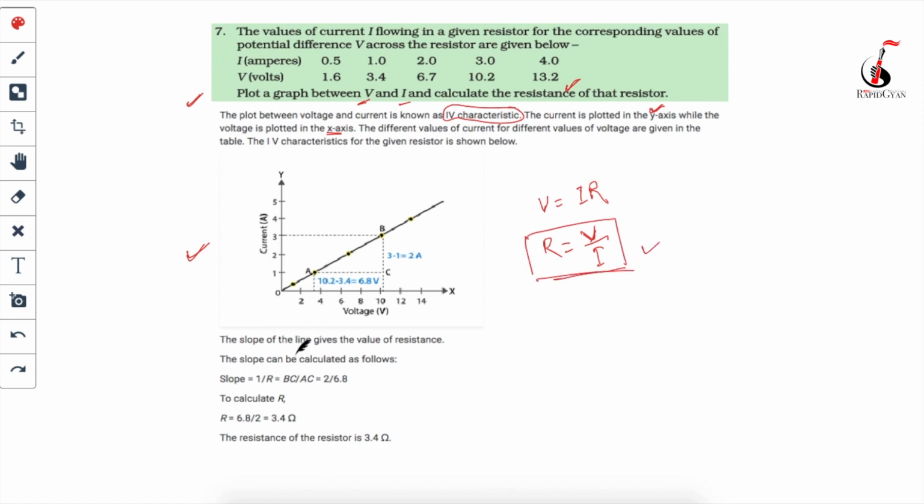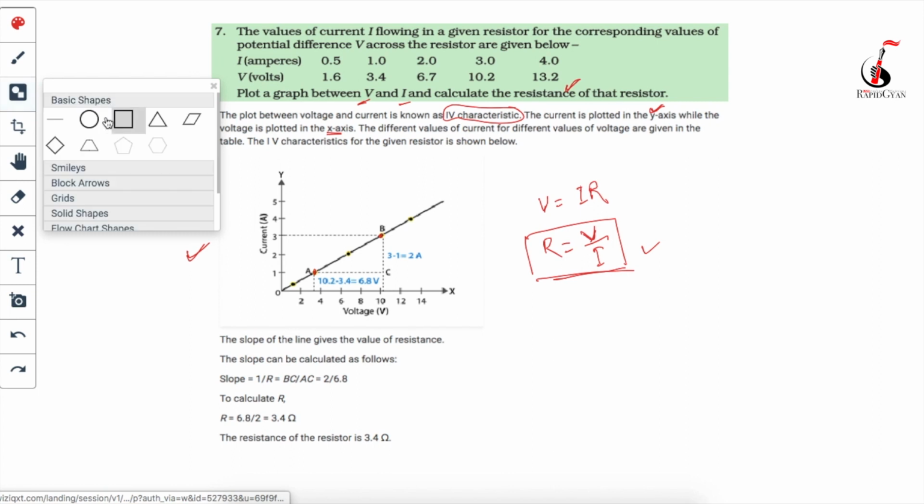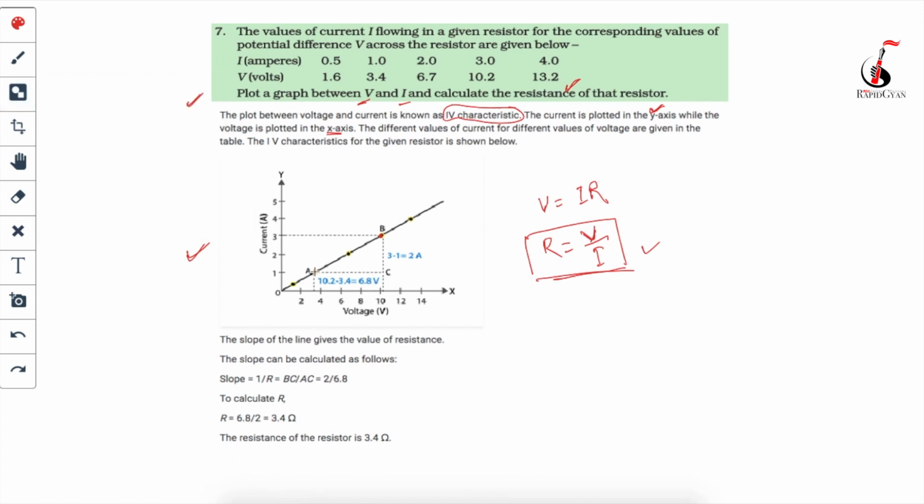So in this case, what is your V? Just take any 2 points, and you will find the value of your resistance. So in this case, you have taken one point A over here and another point B over here. After that, what you will have to do? You will have to draw one right angle triangle. See here, one right angle triangle is drawn from A to C and from B to C. Simply what we do is find the slope. So slope in this case will be your BC upon AC, which will be equal to your 1 upon R.